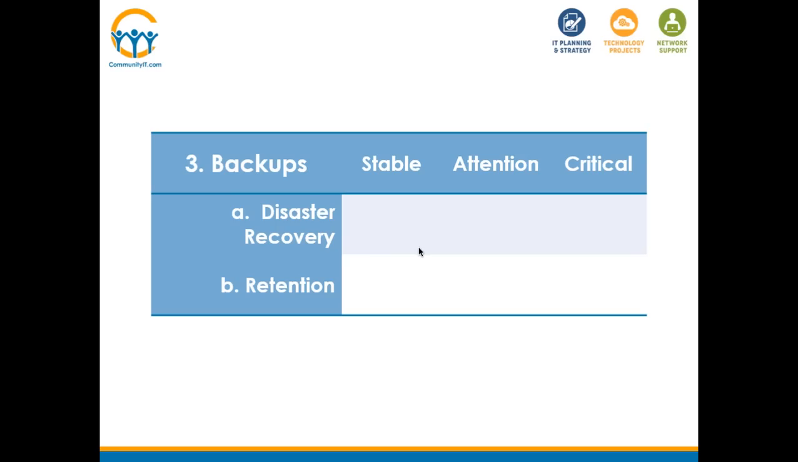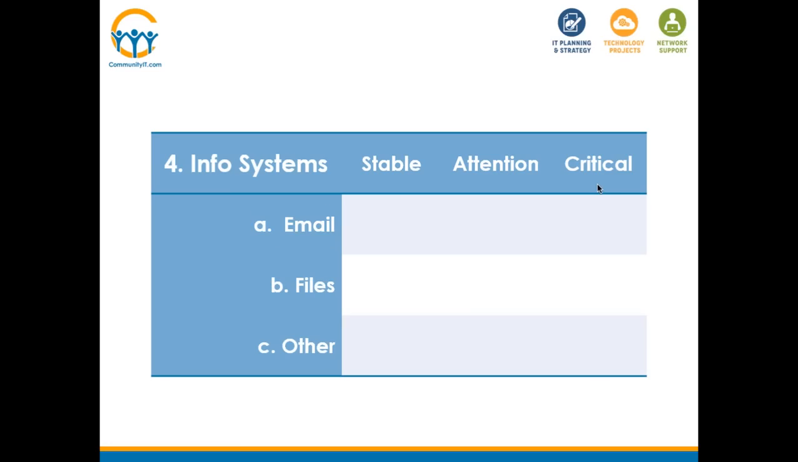That's going to vary dramatically from organization to organization, though. So with all of these assessments, whether it's stable, requires attention, or is critical, really depends on the specific needs of your organization. And then finally, the information systems. Are they meeting your needs, and is the platform that they're on stable? And you want to look at availability in all of this as well.